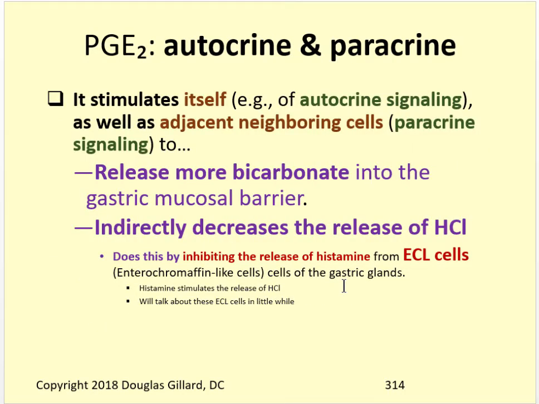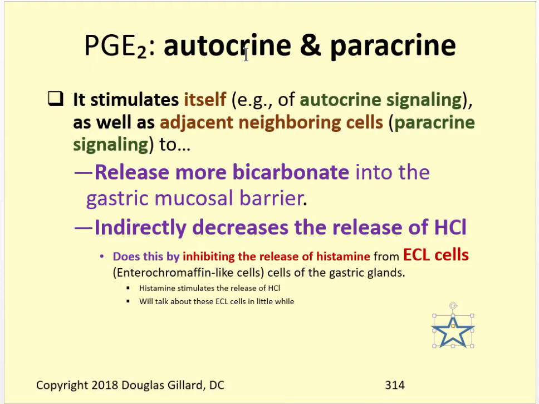Okay. So PGE2, what are its actions? I guess I'm not going to be starring all this stuff. That's going to take too long. But this is a great physiology question, because these are kind of hormone functions. So PGE2 has autocrine and paracrine action. Autocrine means it stimulates itself. It's released from the cell, and it has receptors on the top of the cell, and it stimulates itself. It also stimulates neighboring cells, neighboring mucosal cells.